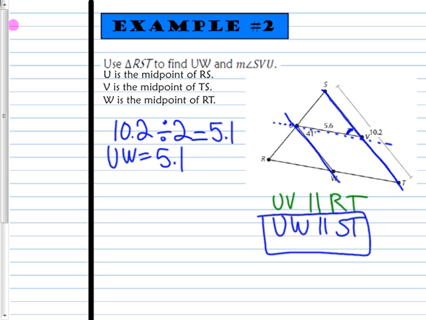So this angle that we're looking for and the angle that we know, what kind of angles are those? Well, they're alternate interior angles. And from our knowledge, we should know that alternate interior angles are congruent. So the measure of angle SVU is also 41 degrees because they are alternate interior angles.